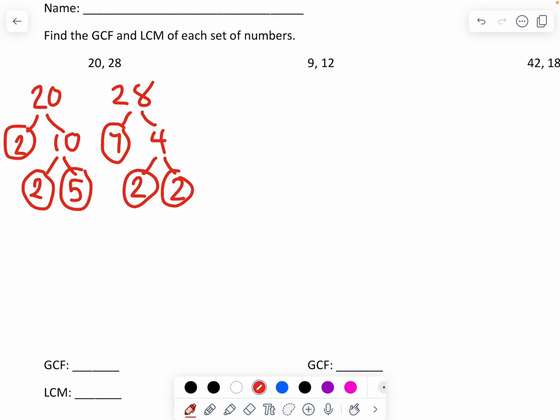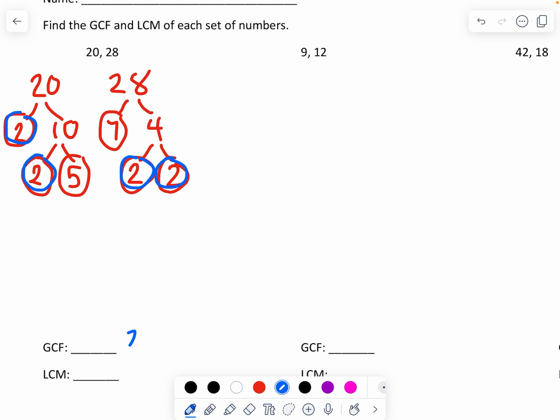Now for GCF, remember I want the common numbers. So we have 2 and a 2 and 2 and a 2. Now since there's two pairs of them that they have in common, I have to multiply 2 times 2. And so my GCF would be 4. Remember, so GCF, a lot of you can do that in your head. A lot of you can look at 20 and 28 and figure out that you can divide them both by 4. And that's the biggest number you can divide them by.